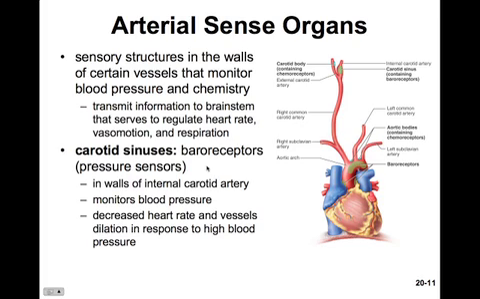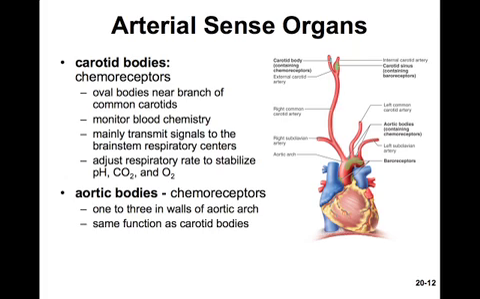The carotid sinuses are the first ones we'll look at. They're baroreceptors, or pressure receptors. They're on the walls of the internal carotid artery, and they monitor blood pressure. You can see the carotid sinuses pictured here. In response to high blood pressure, the carotid sinus baroreceptors will decrease the heart rate and dilate vessels.